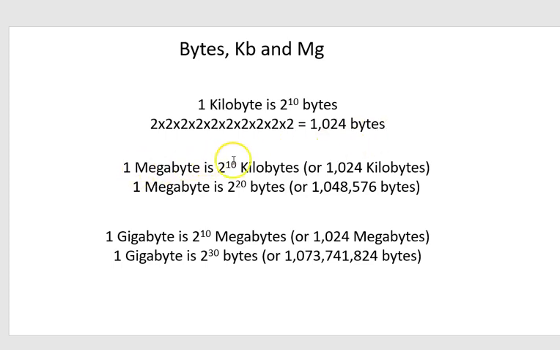A megabyte is 2 to the power of 10 kilobytes. That is 1024 kilobytes, or 2 to the power of 20. So we double that value. 2 to the power of 20 bytes, which is 1,048,576 bytes. And you can see it just going up exponentially as you go. A gigabyte is 2 to the power of 10 megabytes, or 1,024 megabytes, which is, look at that big number, I'm not even going to read that to you. It's a lot of bytes.